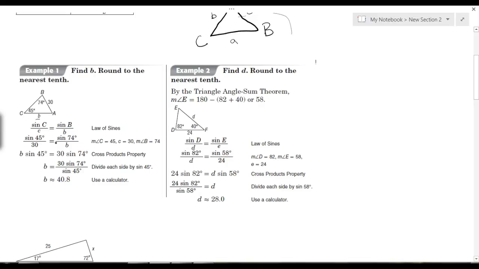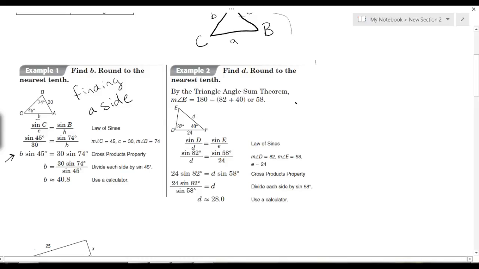So we're going to go ahead and cross multiply. When we cross multiply, this is our new equation. B times the sine of 45 equals 30 sine 74. We divide both sides by sine of 45, and then they already put it in the calculator for us, and we get B equals 40.8. So this is an example of finding a side.